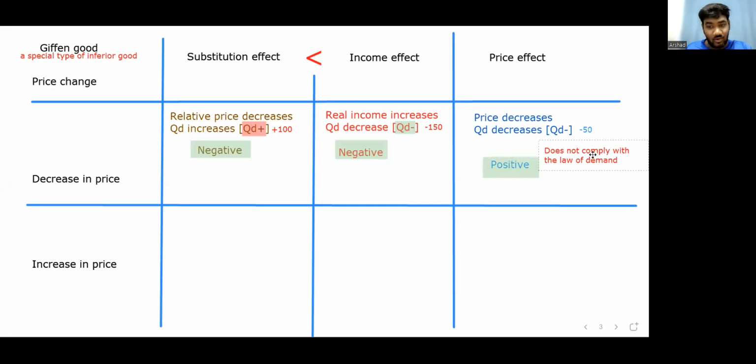No, in the substitution effect, we don't consider the substitute. You consider your good. So I didn't say the price of the substitute is decreasing.